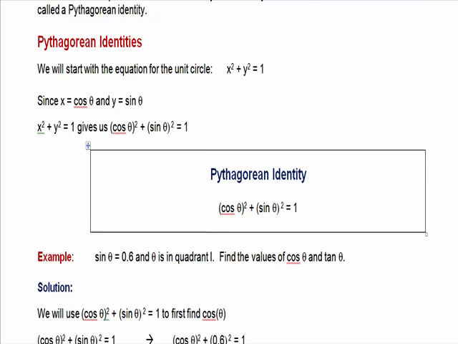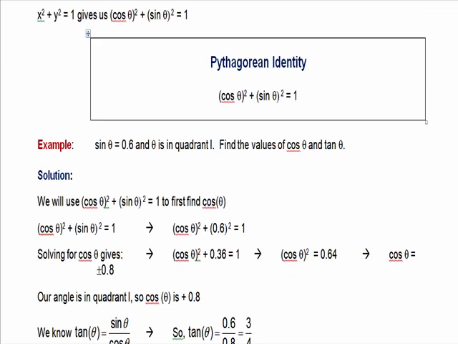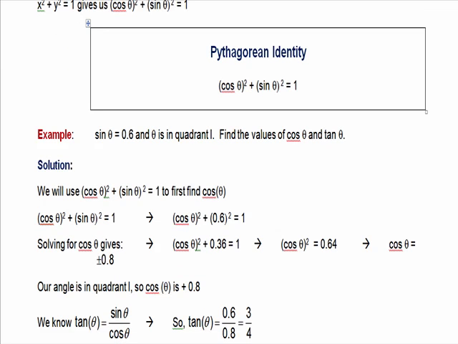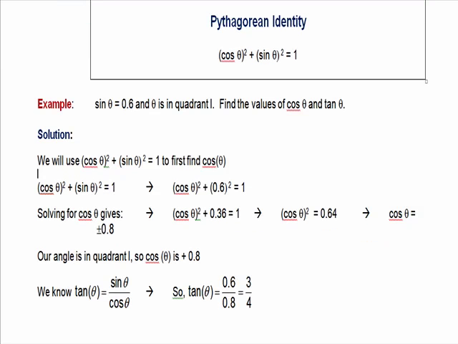We can actually use this to find some values if I know a little bit of information. So suppose I know sine theta is 0.6 and theta is in quadrant 1. If I want to find the values of cosine theta and tan theta, I can actually use this Pythagorean identity. If I know sine, it's rather easy to get cosine. So I use my Pythagorean identity. I know cos squared theta plus sine squared theta equals 1. And I know that sine theta is 0.6. So that tells me that cos squared theta plus 0.6 squared is 1.